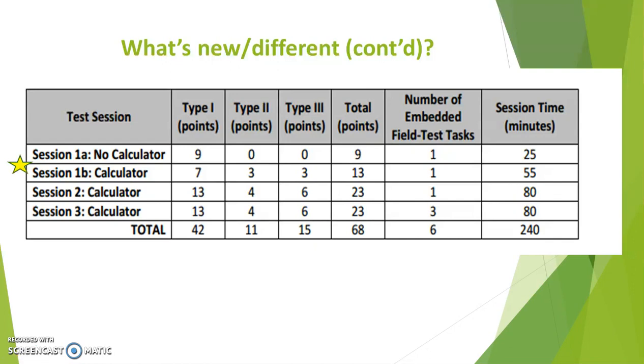The LEAP 2025 mathematics assessment for Algebra 1 and Geometry contained a total of 38 to 39 tasks for 68 points. The table here shows the breakdown of task types and point values. There are 6 field test tasks that will be embedded but will not count in the score for students. We also see the breakdown of the session times for each of the sessions.